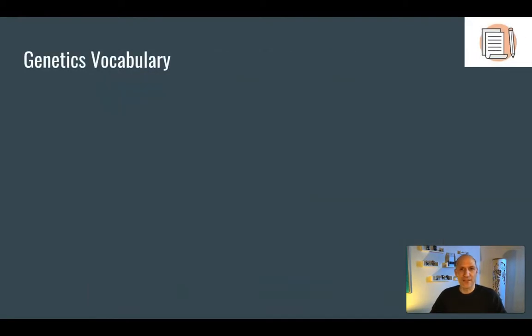Before we really dive into how genetics works, it's important to have a firm understanding of the vocabulary. This is a great time to be taking notes on the important vocabulary words that we will be using throughout this unit.